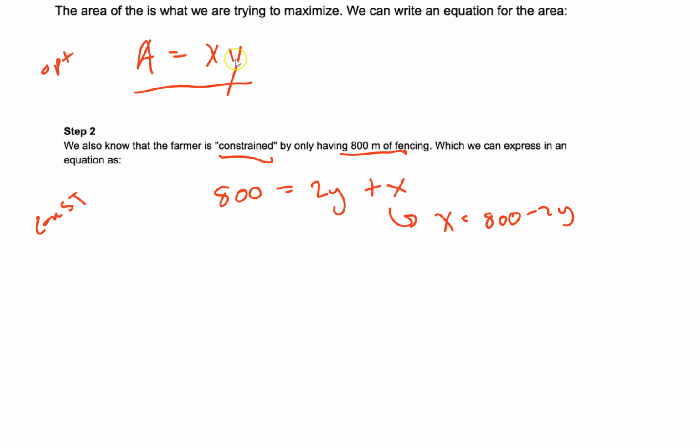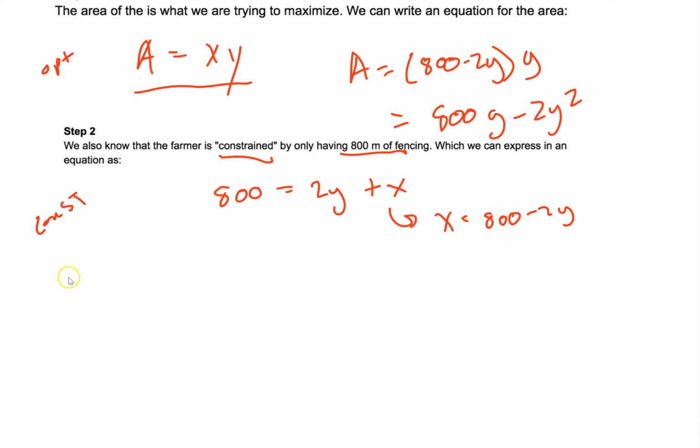And we can plug it back into there. So my area is now going to be, instead of x, 800 minus 2y times y. If we simplify that, we get 800y minus 2y squared. So that's my area. 800y minus 2y squared. And that's what I'm trying to maximize. I'm trying to find the max of this.